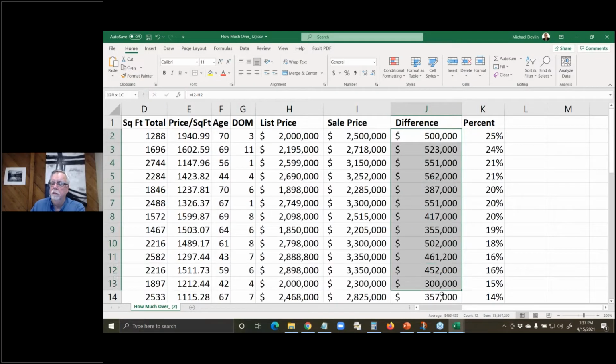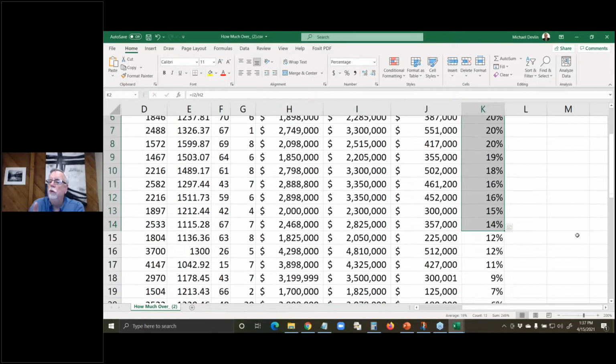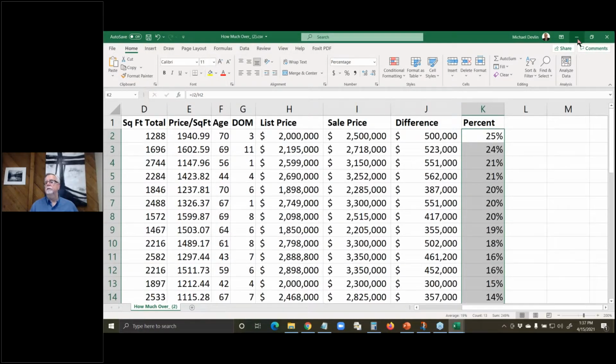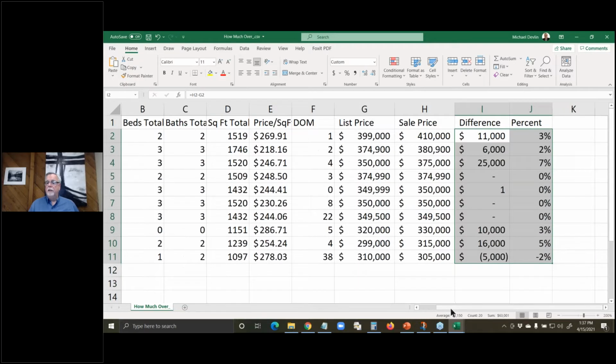Over list price, right? Now, again, these are expensive homes, but you need to know in your market where you're doing the CMA, what's going on. Is this what's going on? Is it a watered down version of this? But you need to know, and you need to be able to look at it and see what that spread really is. All right.